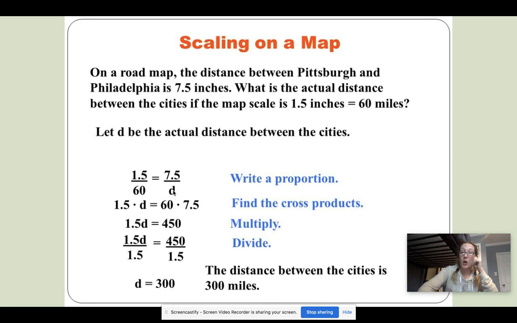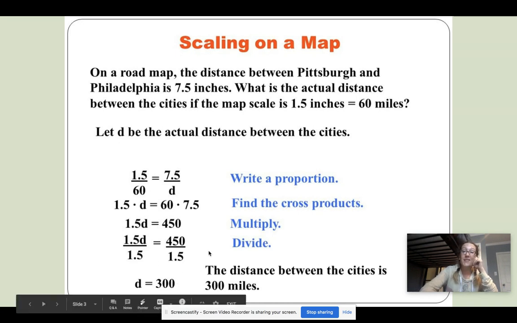Then we put that over our variable because our variable represents miles. How many miles in real life? We cross multiply, divide, and find out that the distance is 300 miles.